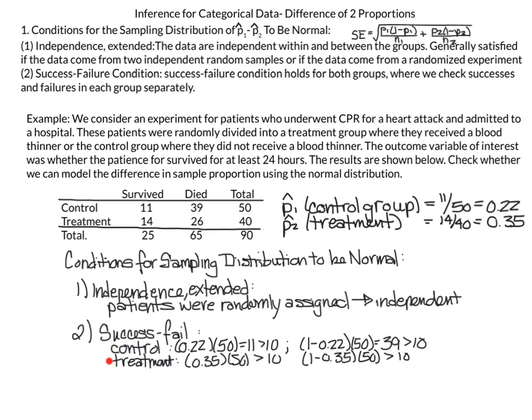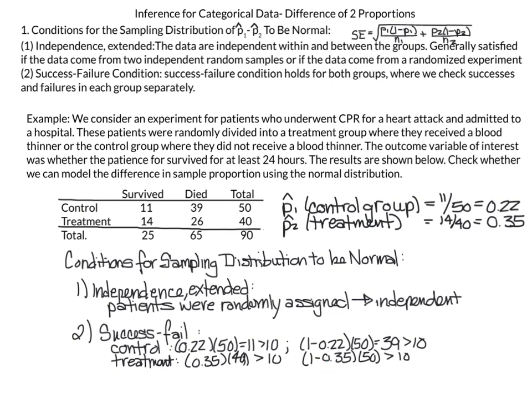For our successes over here, we can look at our control group and say that we have a 22% success rate out of 50 total control group. So 22% times 50, that's 11 successes, which is greater than 10. For the treatment group, we have a 35% success rate out of a total of, this should be 40, sorry, 40 total people in the treatment group. And that's also greater than 10. It's 14, actually.